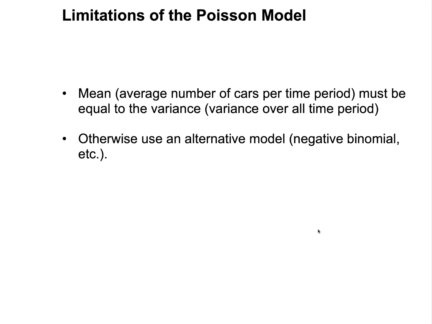So there are some limitations. The mean in a Poisson model, the average number of cars per time period, must be equal to the variance, and there can be other cases where you might use an alternative model.